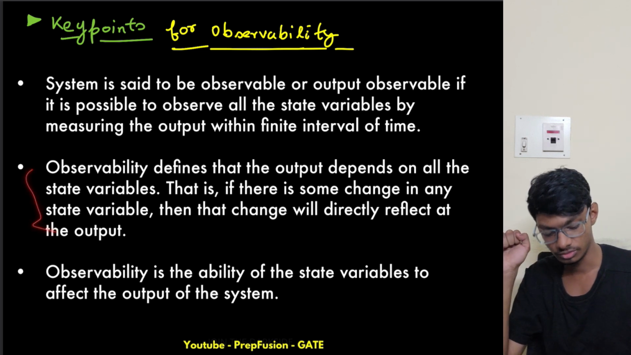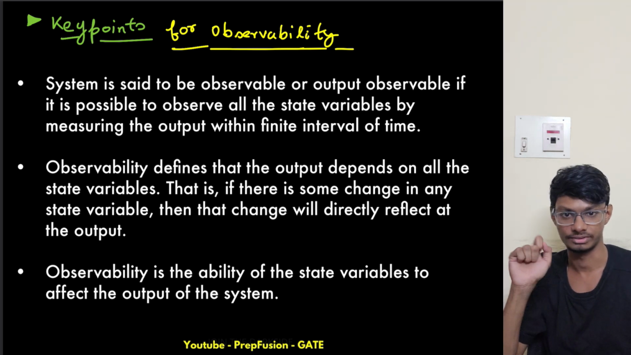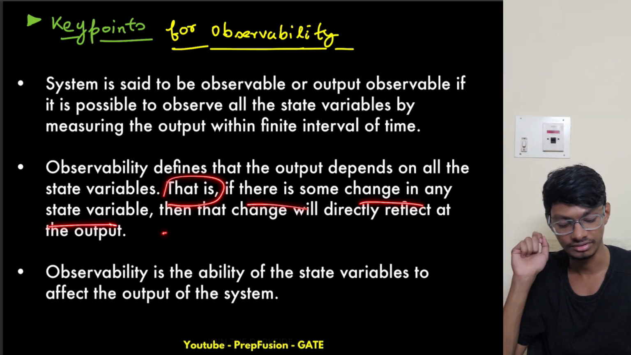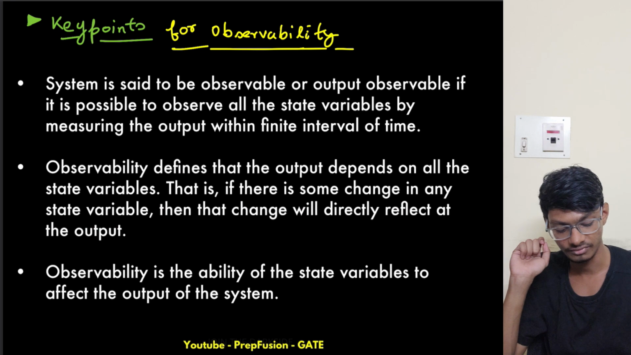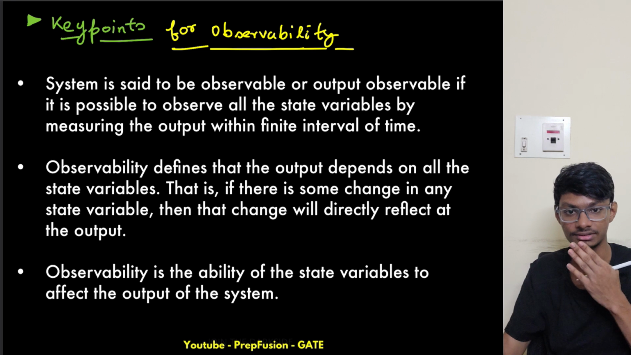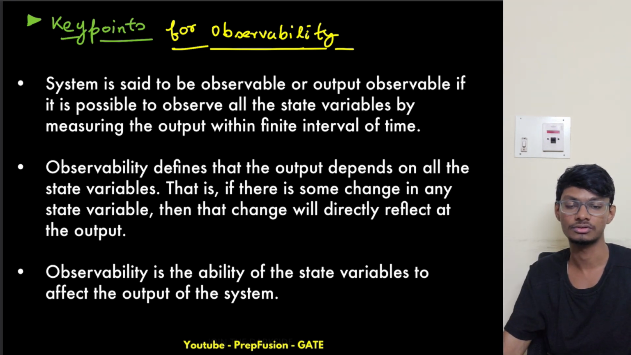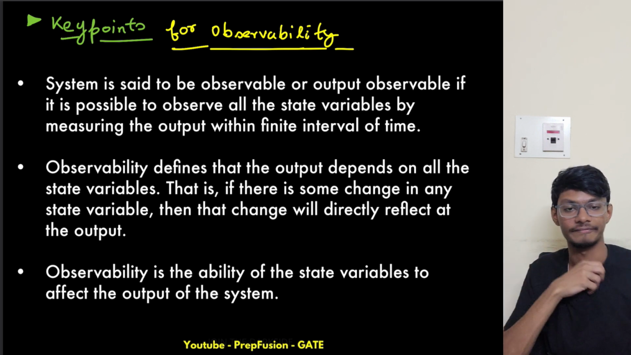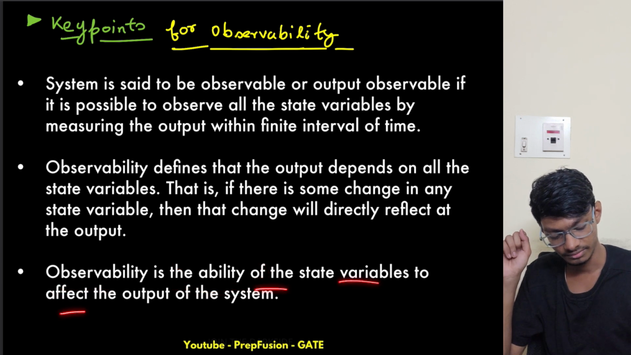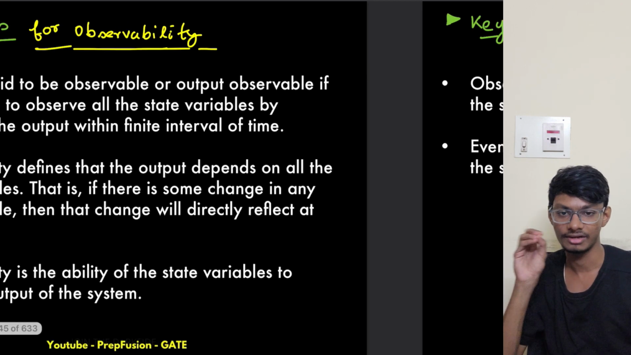Also, observability defines that the output depends on all the state variables. That is, if there is some change in any state variable, then that change will directly reflect at the output. There should be some direct relation between the output and the state variables. Observability is the ability of the state variables to affect the output of the system. State variables can affect the output of the system.